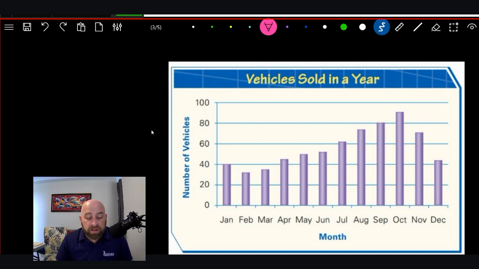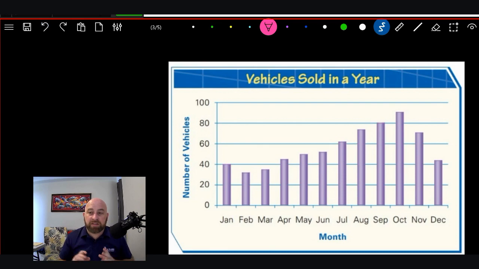And what they show you is how many vehicles they sell in each month. So look, January, they sold 40 vehicles. Okay, right there. It goes up to 40, and so they sold 40 in January. Now, these would be called major grid lines. This one does not have any minor grid lines. We kind of have to use our imagination right here.